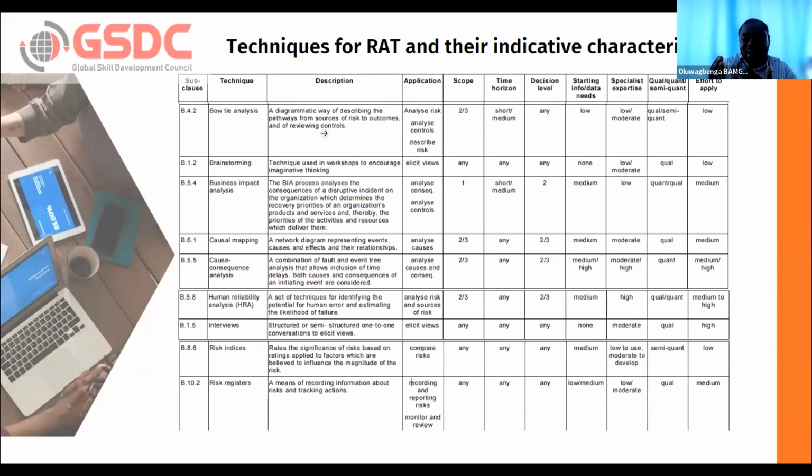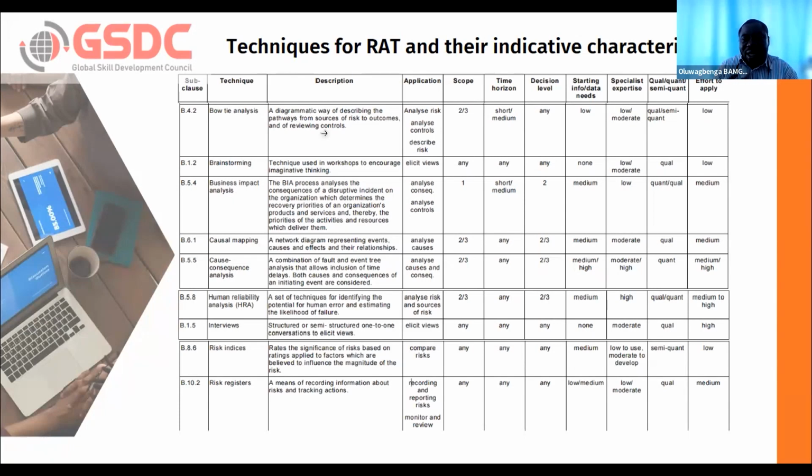We have B.1.2, which is brainstorming, okay, where you have workshops to encourage imaginative thinking. We use this largely when we're doing risk identification. Even when we're looking at the context of the organization, you need to involve all relevant stakeholders, which is a key principle in ISO 31010. It gives you an elicit view, that's the application, and any scope, you can use it anywhere.